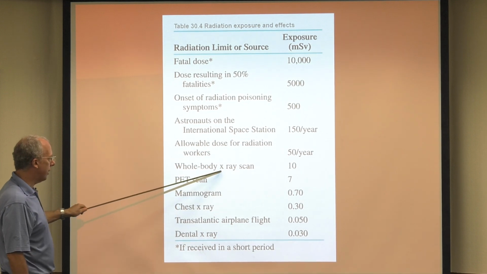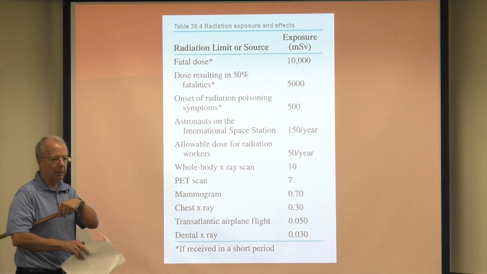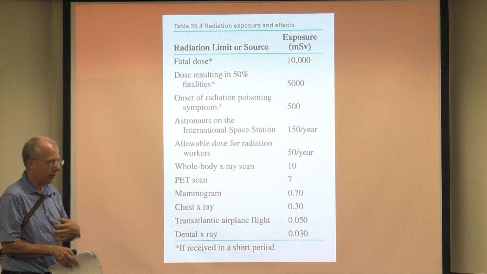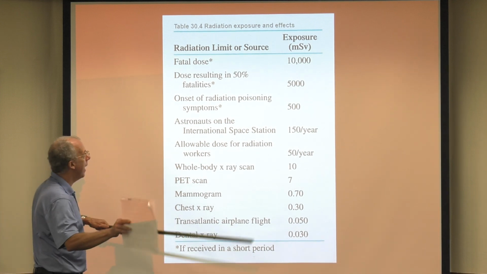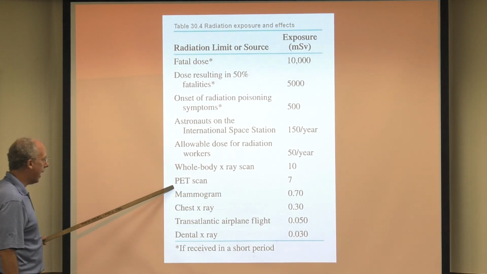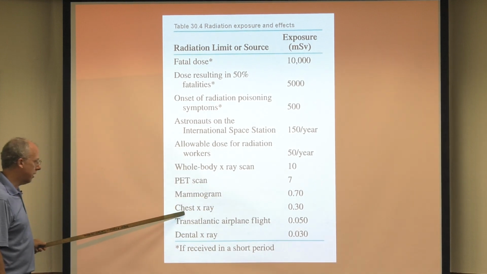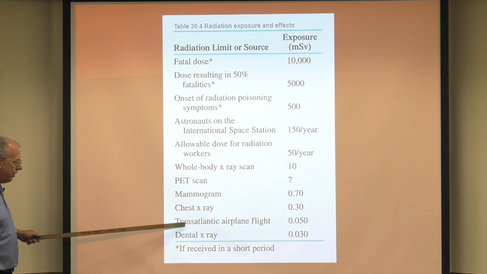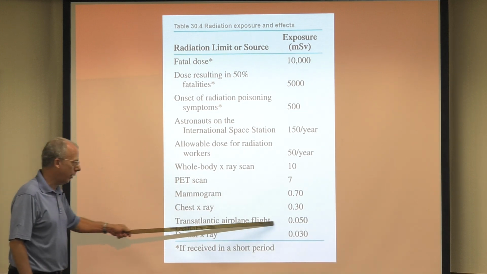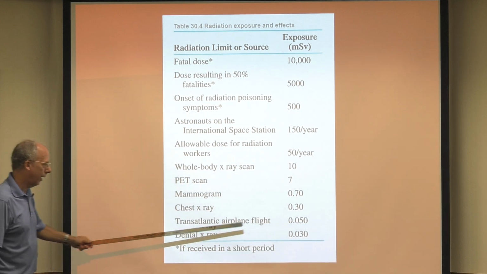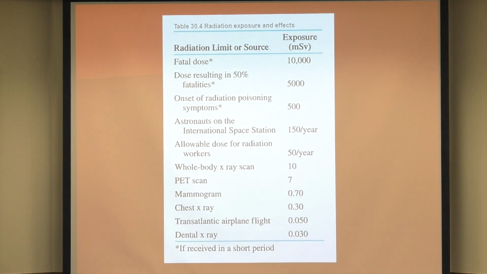Whole body X-ray scan. Most of you get a localized X-ray, but this is whole body. 10. PET scan, remember we talked about that, 7. Mammogram, 0.7. Chest X-ray, 0.3. Transatlantic airplane flight, 0.05. Dental X-ray. So there you go.